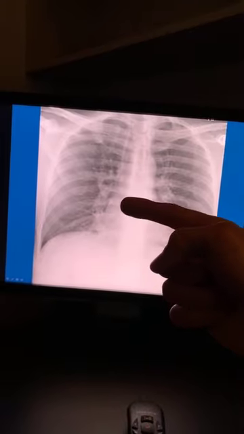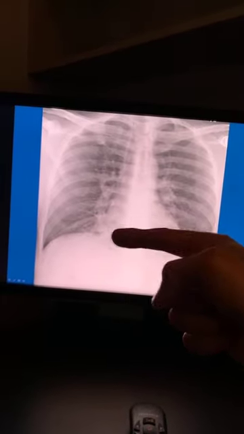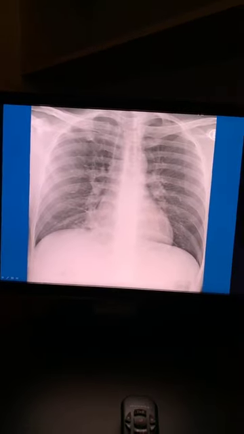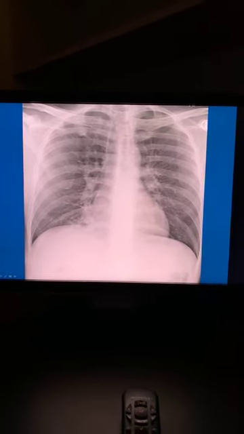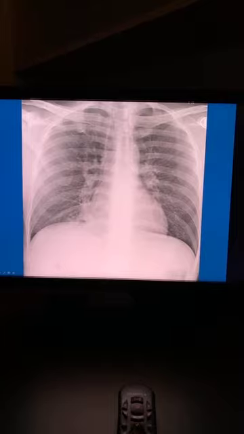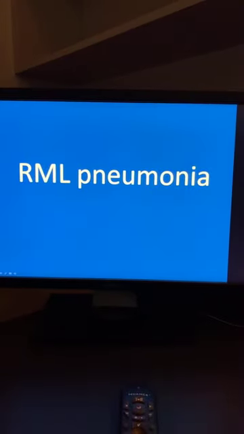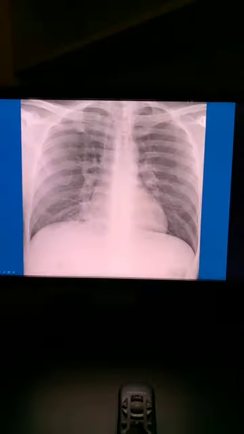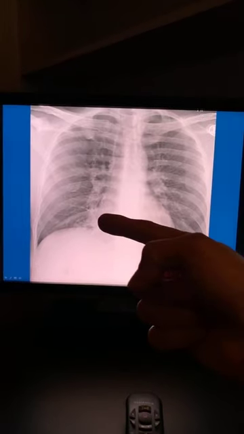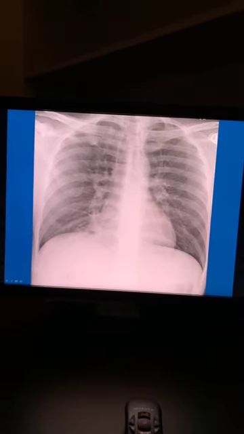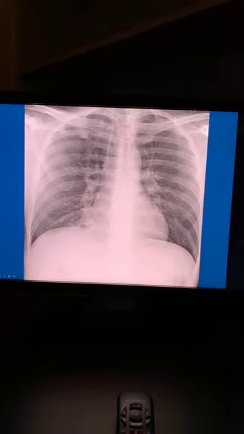If you don't see the right heart border and something silhouettes it out, what pneumonia, what lobe is that likely going to be? You guys remember that? Right middle lobe pneumonia. All right, now you see it? Silhouetting. I don't see the right heart border. Next case. Man, you guys are experts after this.